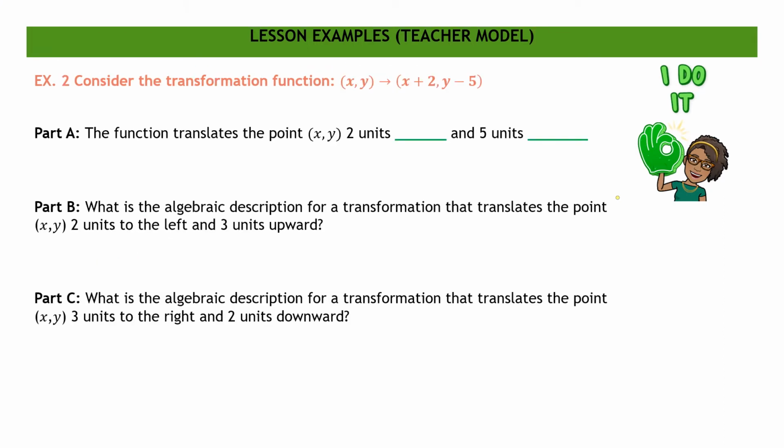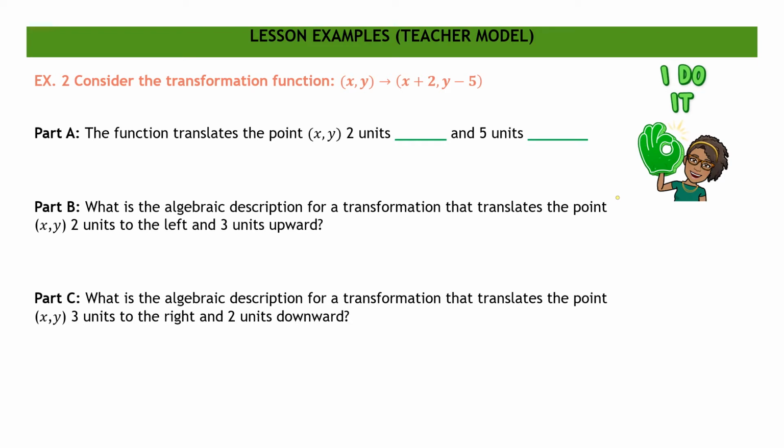Okay, so example 2 says, consider the transformation function (x, y) being transformed using the function (x + 2, y - 5). Part A says the function translates the points (x, y) 2 units in what direction, and then 5 units in what direction.